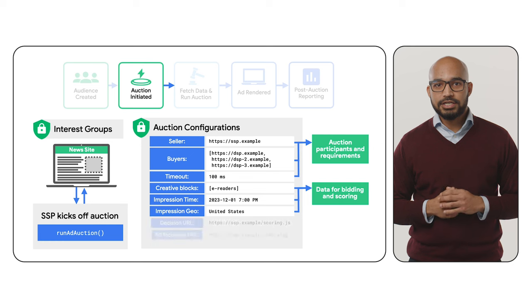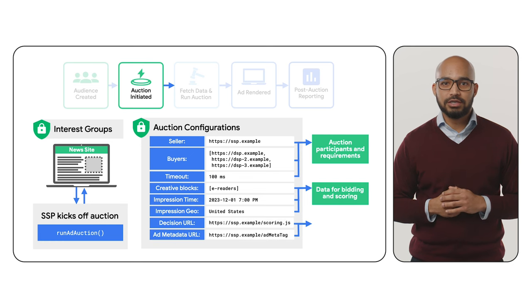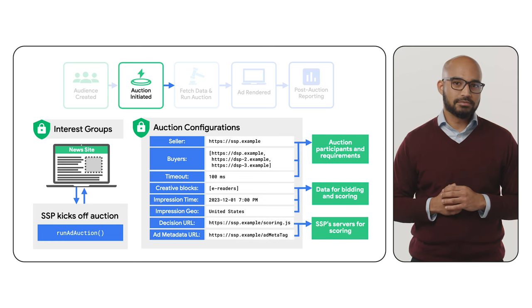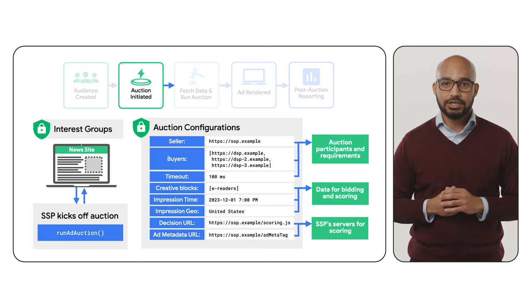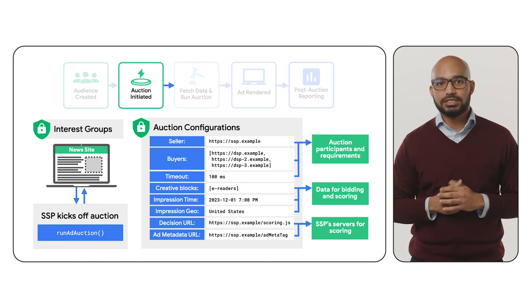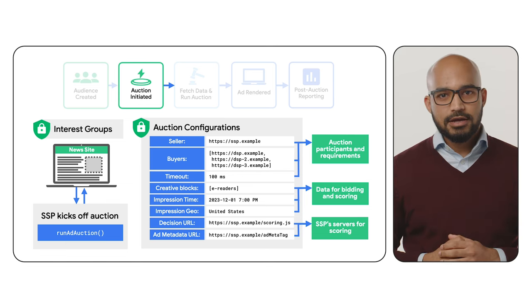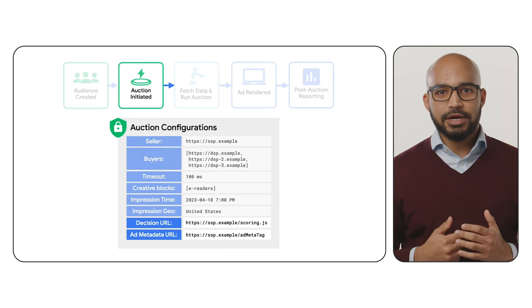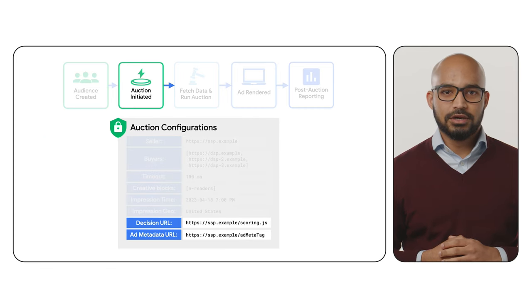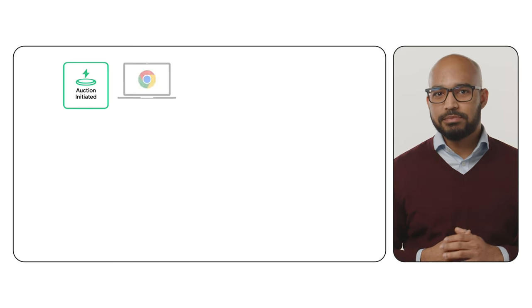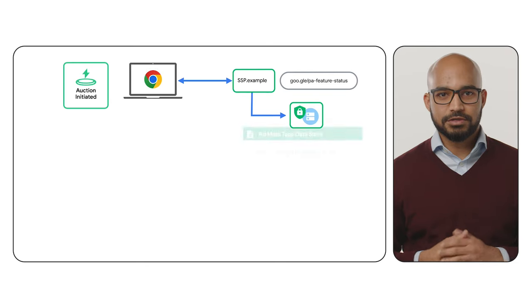Finally, similar to the DSP, the SSP will also point the browser to two resources hosted on the servers. One represented as the decision URL is the ad scoring logic written in JavaScript. The other, represented as ad metadata URL, is hosting additional details about the DSP's creatives. Again, this is worth zooming in a bit to understand what's happening here. Okay, so there's a connection being created between the browser and the SSP servers.